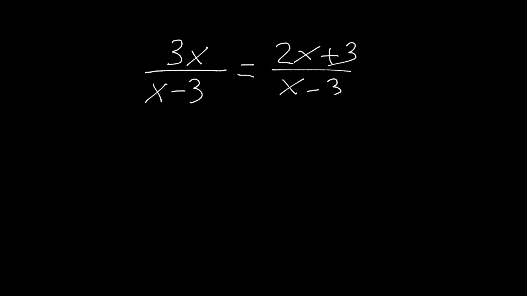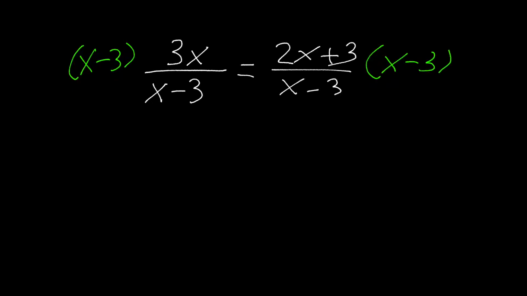So here's our first example. We have 3x divided by x minus 3 equals 2x plus 3 divided by x minus 3. What we're going to try to do is solve this by getting rid of the denominators first. Notice that we already have common denominators, so if we wanted to, we could add these together, but our goal is to get rid of the denominator so that we have no variables in the denominator. To do that, we're going to multiply both sides by x minus 3.